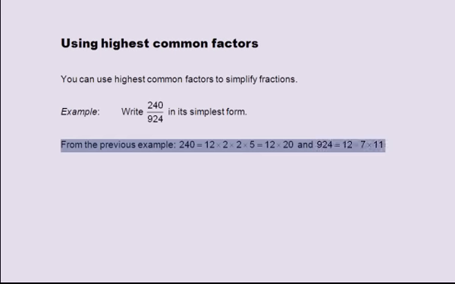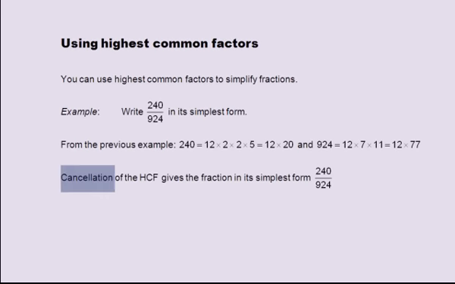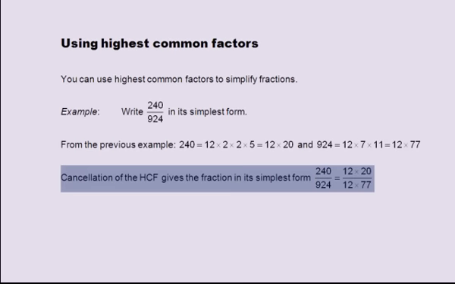And 924 equals 12, the highest common factor, times 7 times 11, which equals 12 times 77, as 7 times 11 equals 77. Cancellation of the highest common factor gives the fraction in its simplest form. 240 divided by 924 equals 12 times 20 divided by 12 times 77, and following cancellation of the 12s, you get 20 divided by 77.